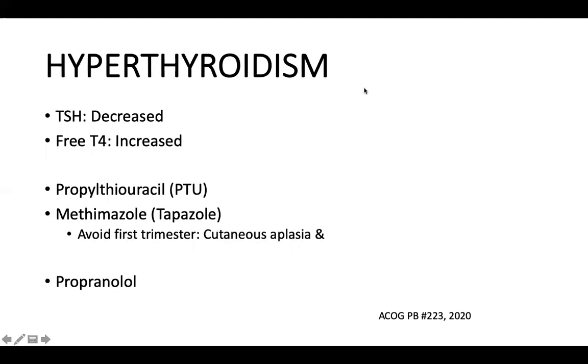So to diagnose hyperthyroidism, the TSH is decreased and the free T4 is increased. Now, in order to treat hyperthyroidism, you can use propylthiouracil, PTU, or you can use methimazole, or what we call Tapazole.